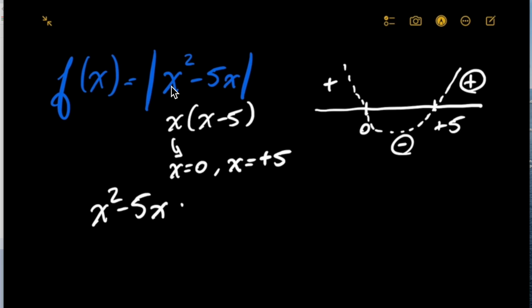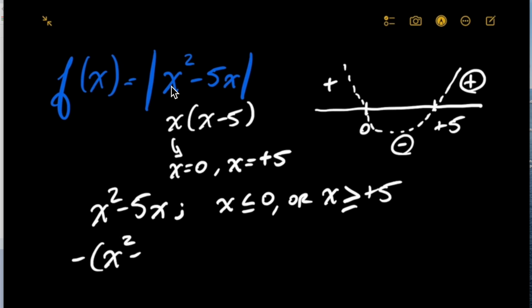Here's the original version of the graph. That is when x is less than or equal to 0, or x is greater than or equal to positive 5. And then we're going to have the opposite version of the function when the inside of the absolute value is negative, and that's going to be between 5 and 0. And again, I made these inclusive and this non-inclusive.